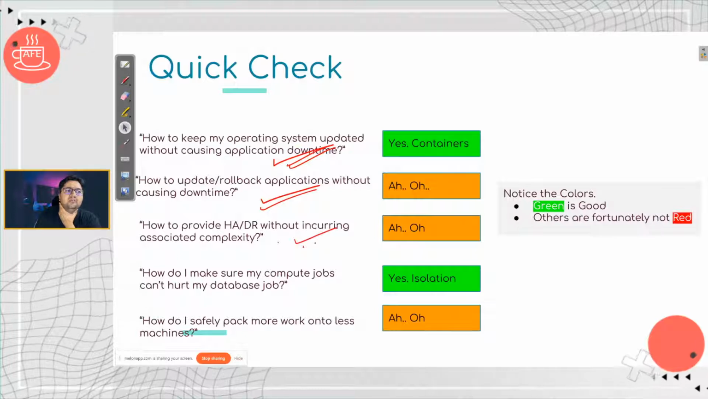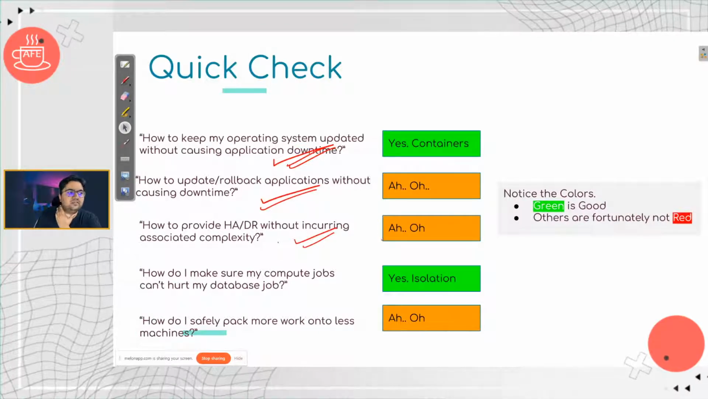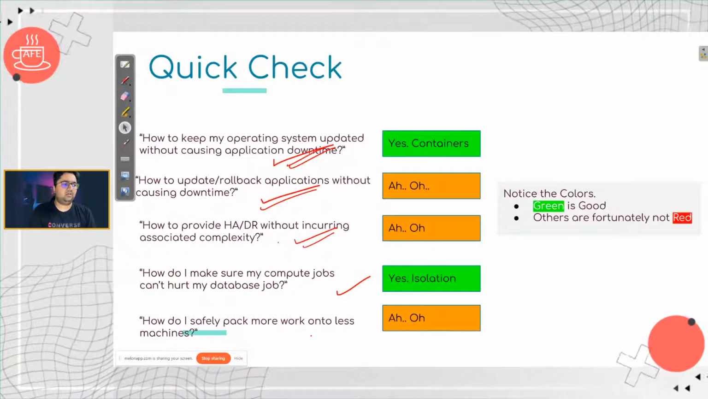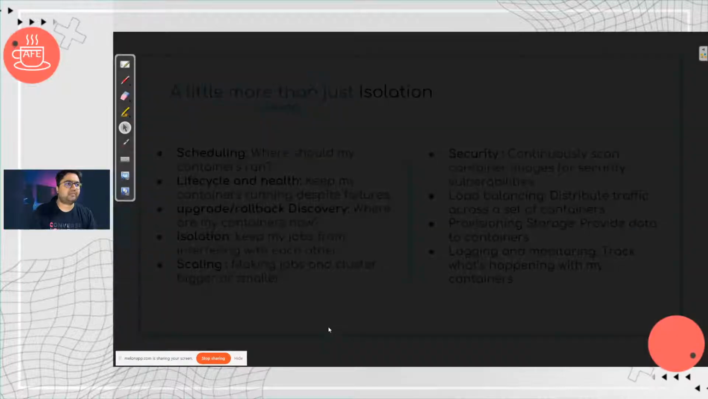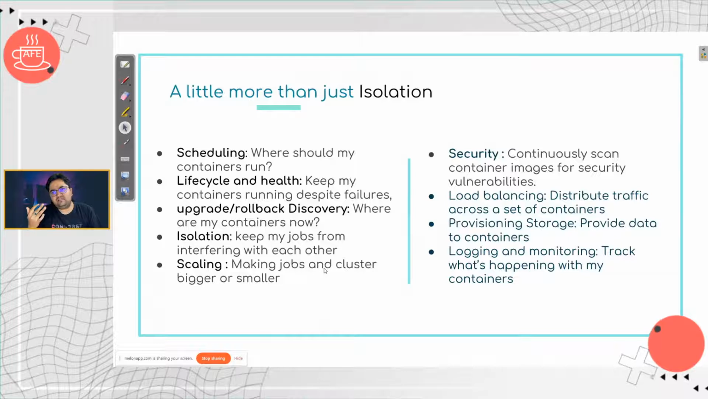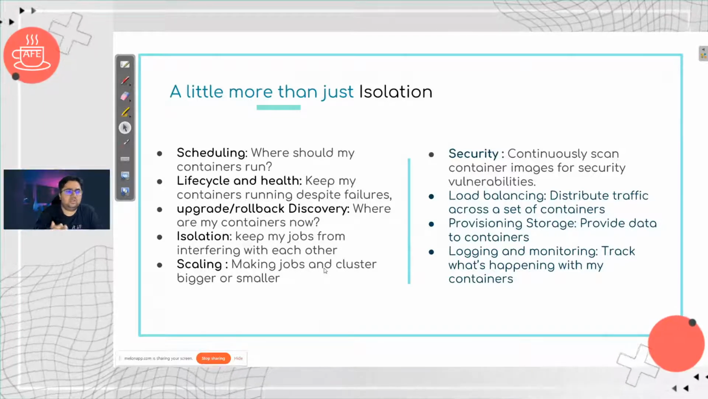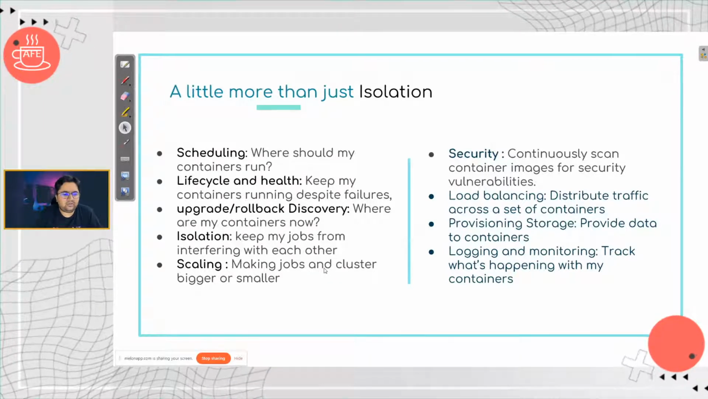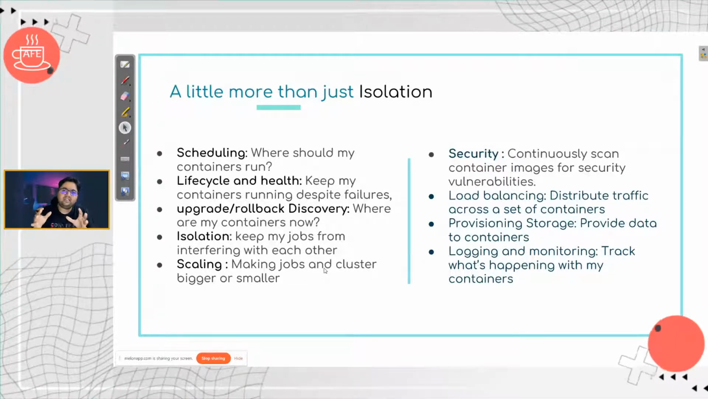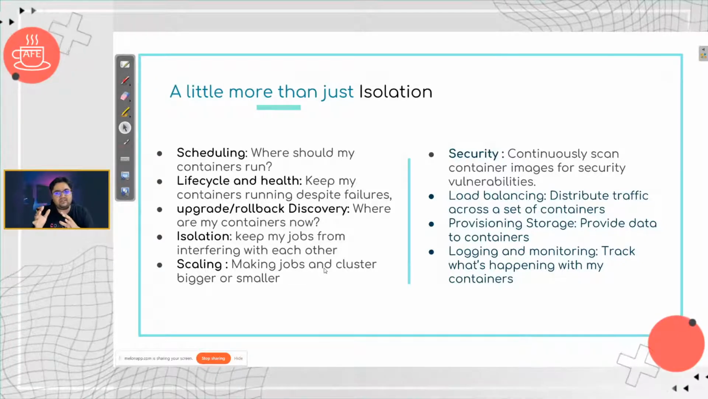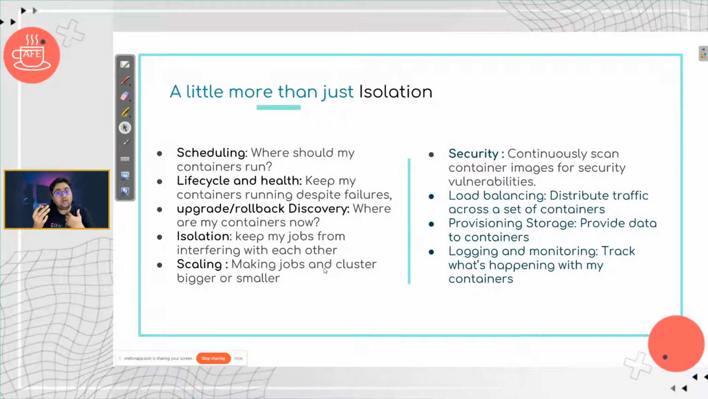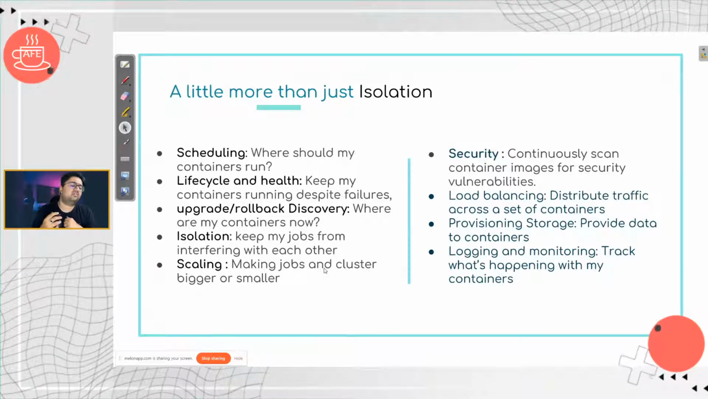How do you provide high availability and disaster recovery without increasing complexity? Still not done. Can isolation help you separate the jobs and pack more onto fewer machines? Not really. So you need a little more than isolation, and that's the principle we need to start understanding. When you manage software and its life cycle, you need to worry about scheduling. You need to worry about its life cycle and health. You need to worry about upgrades. You need to worry about scaling, load balancing, logging, monitoring, security, and these kinds of constructs.